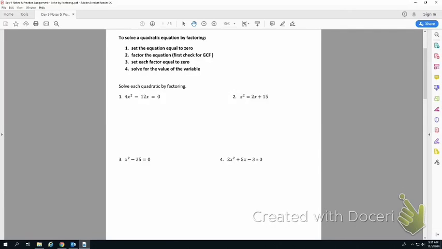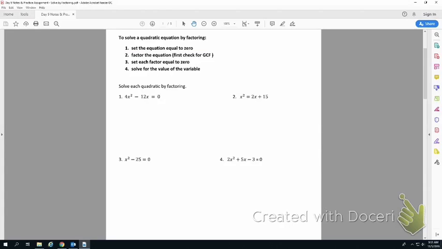Whenever you're doing this, it's got the steps there, 1 through 4, on how to factor. The first thing, which is the same as the quadratic formula, you need to make sure that you have it set equal to 0. That's a step a lot of people forget. So for example, on number 2, the first thing we're going to have to do is subtract 2x and subtract 15. Once you have it equal to 0, you're going to look for the greatest common factor. You'll pull that out, and then you'll actually do the factoring process, and then you'll solve for each variable.